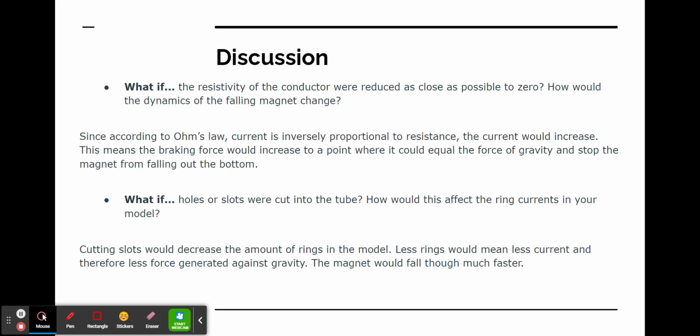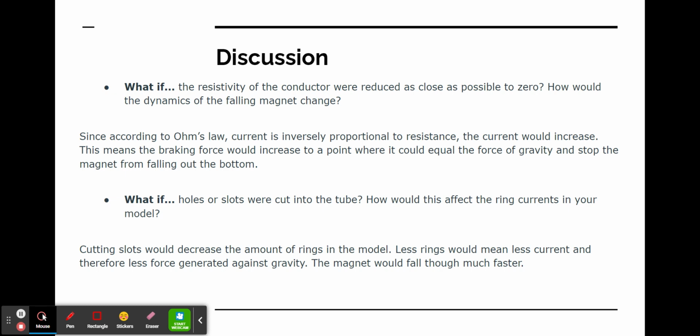What if the resistivity of the conductor was reduced to as close to zero as possible, and how would the dynamics of the falling magnet change? Since according to Ohm's law, current is inversely proportional to resistance, the current would increase. This means the braking force would increase to a point where it could equal the force of gravity and stop the magnet from falling out the bottom. But that's almost impossible to get easily.